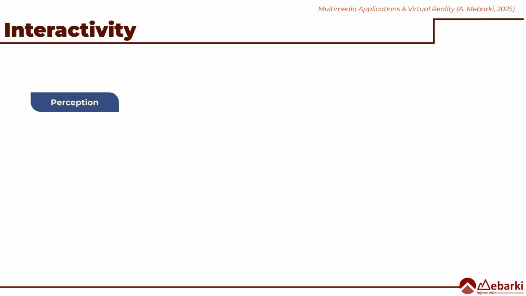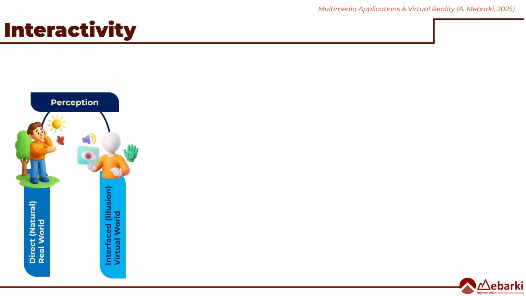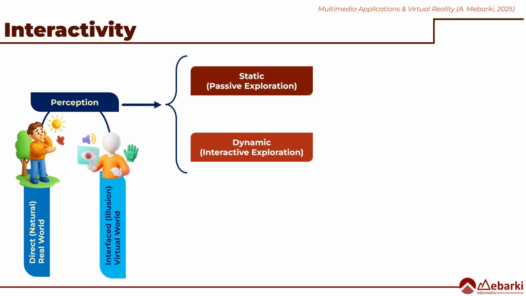Perception in the physical world is direct and natural, arising from unmediated sensory contact with our environment. In contrast, perception in a virtual world is interfaced and illusory, constructed through technological systems that substitute real stimuli with artificial ones. This mediated perception enables the user to explore virtual environments in two ways: passively, through observation without influence on the environment, or dynamically, through interaction that allows the user to act upon and modify virtual entities.